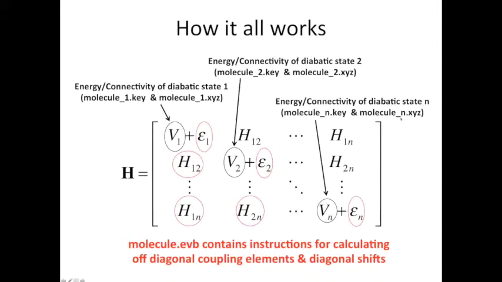That tells Tinker how to calculate the potential energy surface elements of the diagonal. And then my molecule.evb file contains instructions for calculating these diagonal shifts. So these are just for shifting the relative energies of the diagonal with respect to one another, which can sometimes be important. And then my off-diagonal coupling elements. So that's what molecule.evb includes in it.